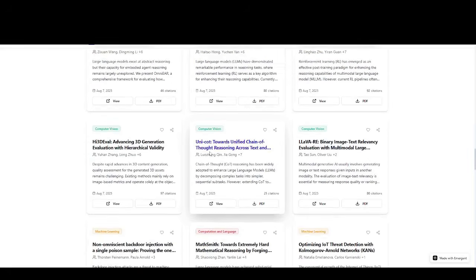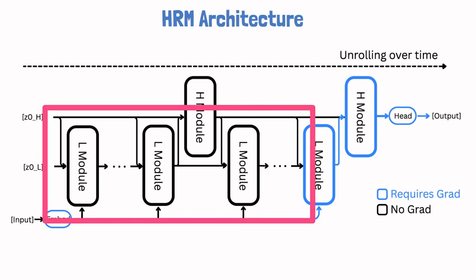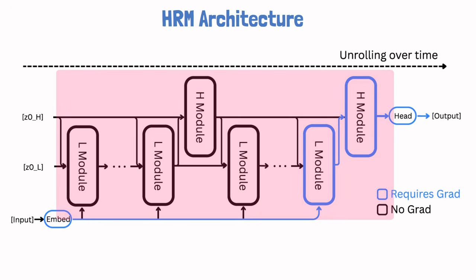Now, let's get back to the paper. Let's dive into the architecture of the hierarchical reasoning model. We'll use the following figure from the paper as our guide. First, the input goes through a trainable embedding layer, which turns it into a representation the model can work with. The hierarchical reasoning model then uses two coupled recurrent modules, working together at different timescales.